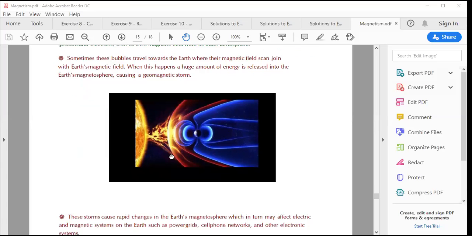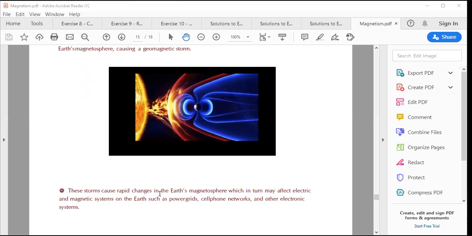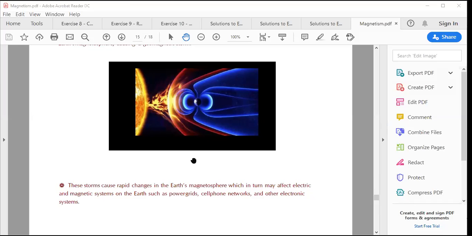These storms cause rapid changes in the Earth's magnetosphere, which in turn may affect electric and magnetic systems on the Earth, such as power grids, the cell phone networks and other electronic systems. I think I've been hearing people complaining about a slowing down of networks and so on. It could be some of these geomagnetic storms affecting communication. No one knows, but it could be a possibility.